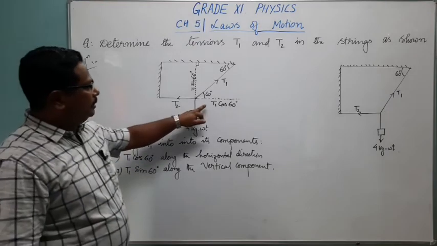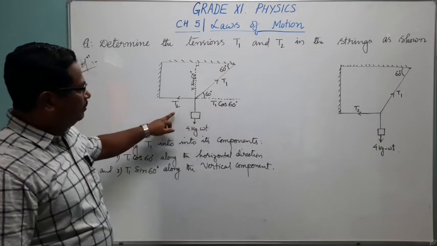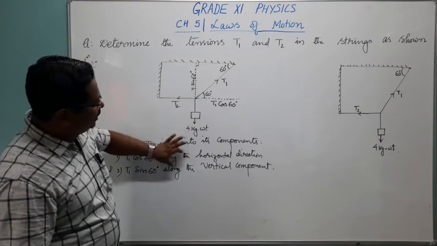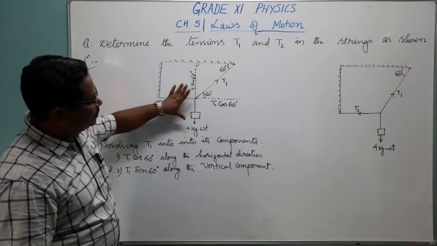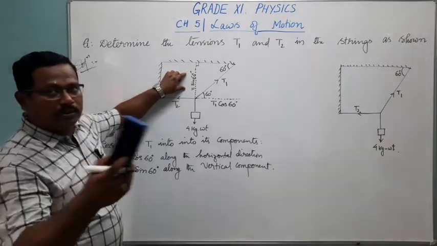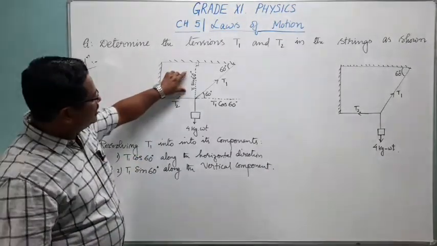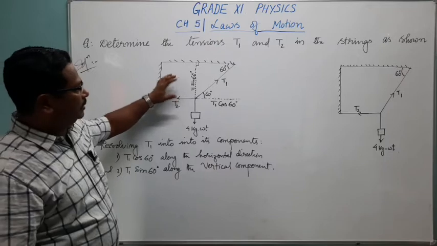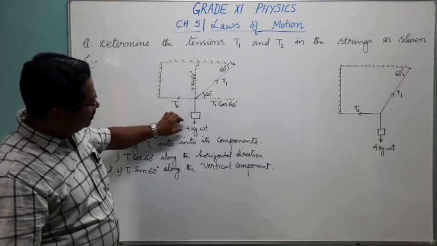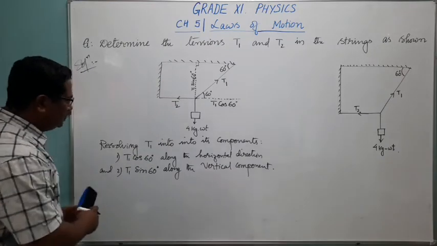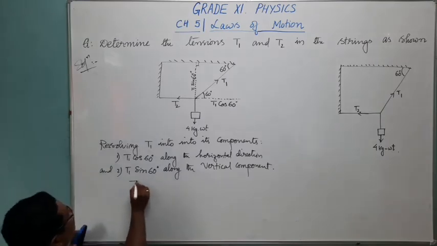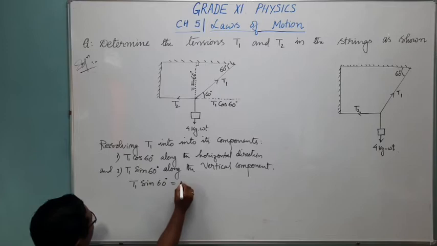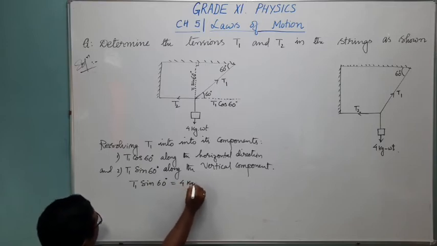Now by looking at the diagram, you can make out T1 sine 60 degree, because the load is neither going down nor coming up, so it is a balanced force. Now you are using concurrent forces, equilibrium of a particle. T1 sine 60 degree is equal to 4 kg weight. So first we'll write T1 sine 60 degree is equal to 4 kg weight.